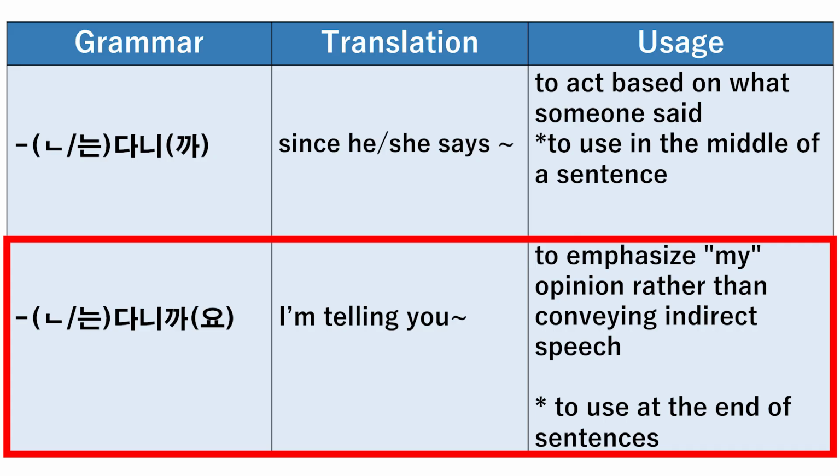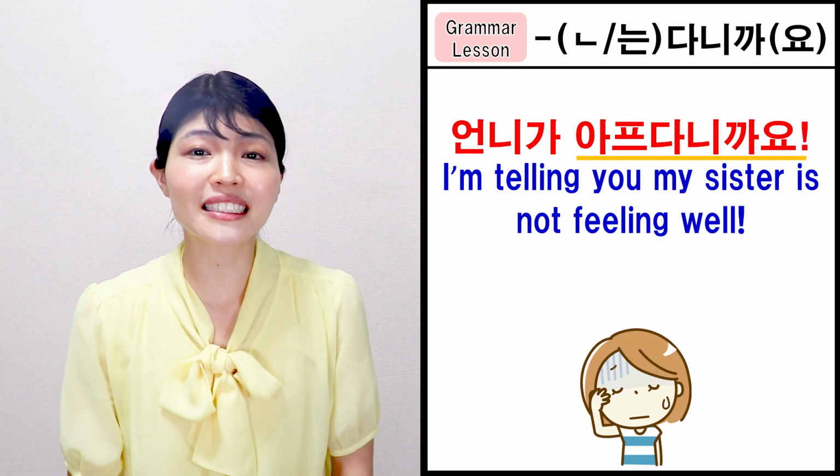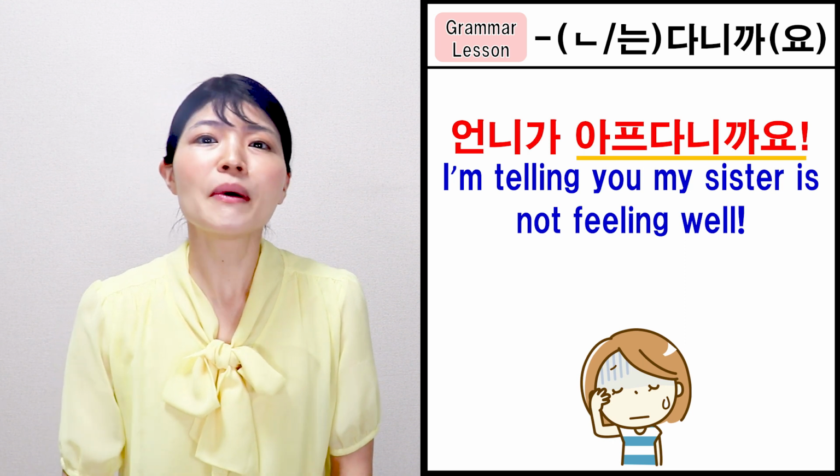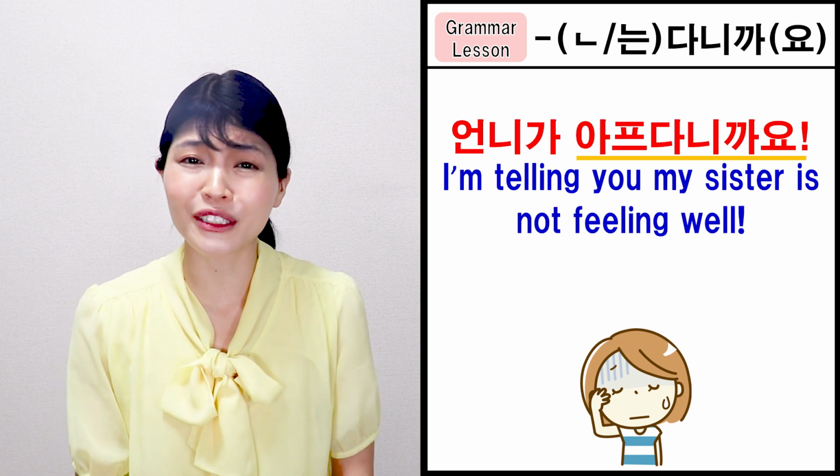You use the second grammar, 는다니까요, to emphasize my opinion rather than conveying indirect speech. You use this grammar at the end of a sentence. For example, your sister is very sick and you have to go to check on her, but no one pays attention to what you said.